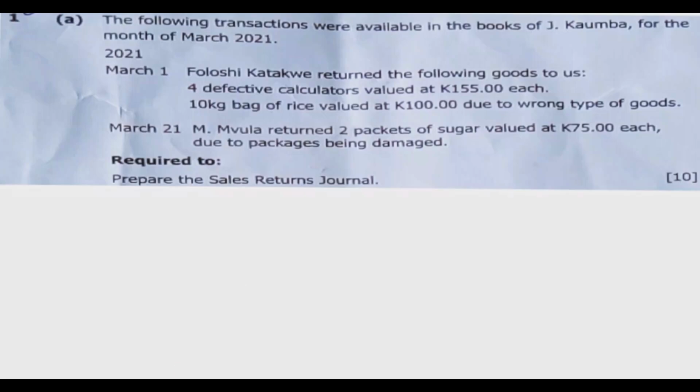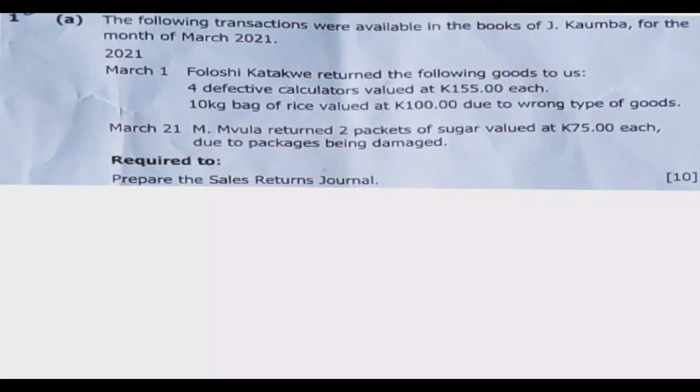Question 1A is as follows. The following transactions were available in the books of J. Kaumba for the month of March 2021. On 1 March, Forosh Katakwe returned the following goods to us: 4 defective calculators valued at 155 kwacha each, and 10 bag of rice valued at 100 kwacha due to wrong type of goods.